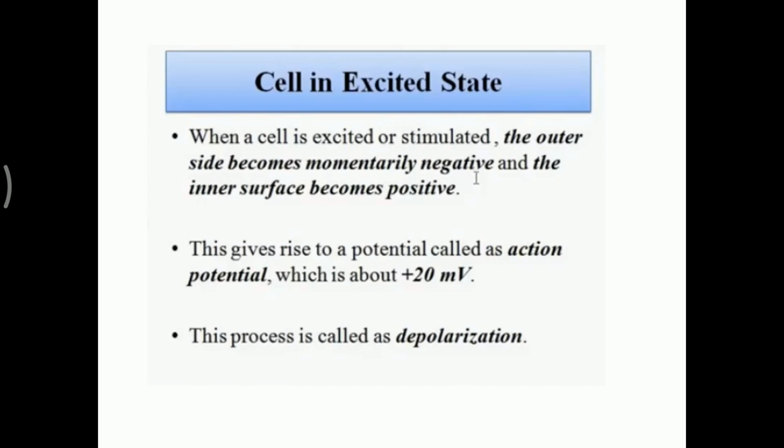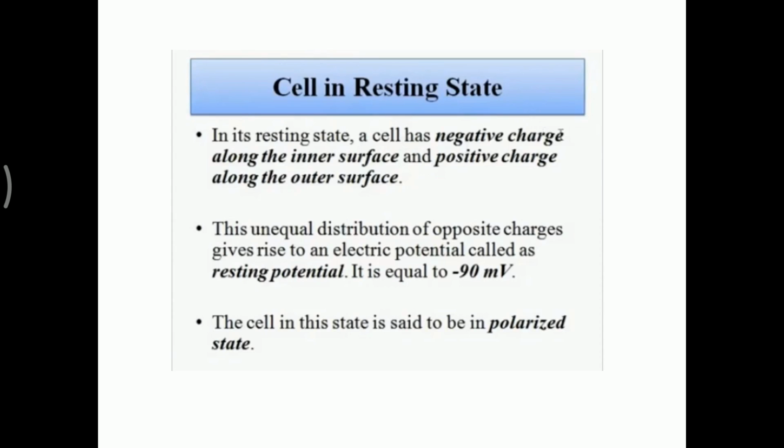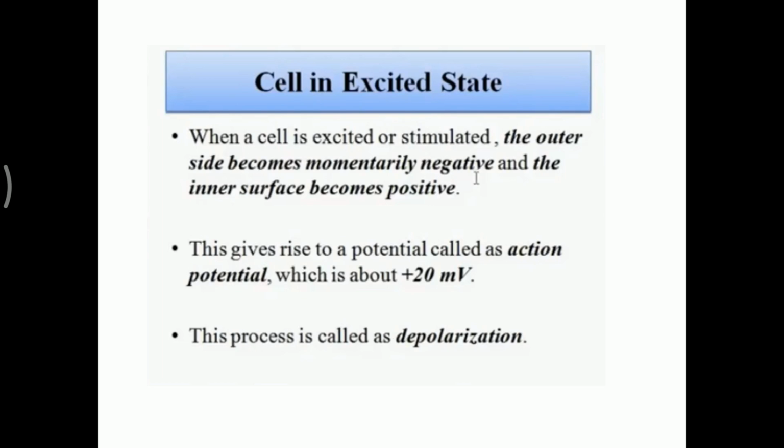The next one is what happens when the cell is in the excited state. When the cell is excited, the outer side becomes negative and the inner surface becomes positive. The reaction is opposite. In the resting state, the inner side is negative and the outer side is positive, and in the excited state, the outer side is negative and the inner side is positive. Why? Because we are doing some activities and sodium is liberated outside of the cell membrane, so it becomes positive. This gives the potential as plus 20 mV. This is above zero.